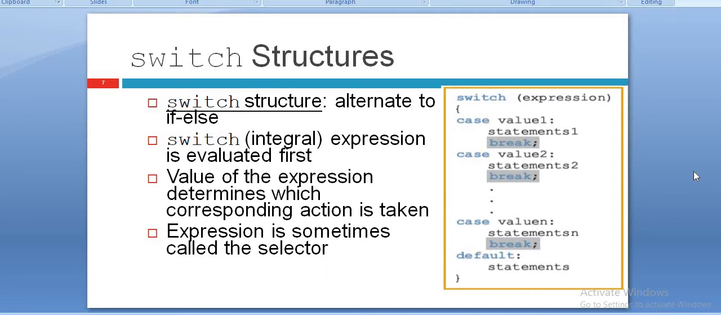The last selection structure is the switch structure, and the switch structure is the alternate to the if else structure.